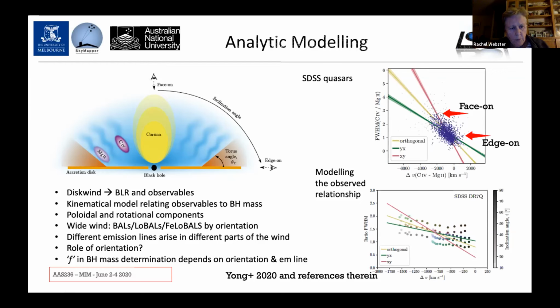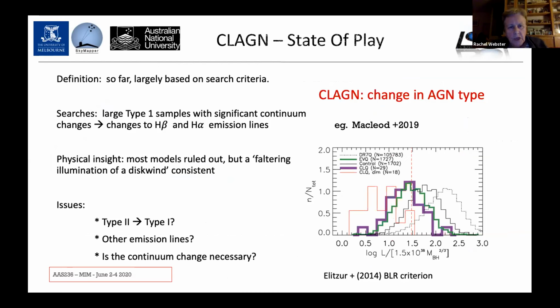formed in. Now, what this means is that the f factor in the determination of the black hole mass will first of all depend on orientation, and secondly depend on the particular emission line that you're using. And clearly, since that's our major mechanism for determining black hole mass, particularly at high redshift, understanding these models and evolving them a bit is very important. So let's move on to changing look AGN.